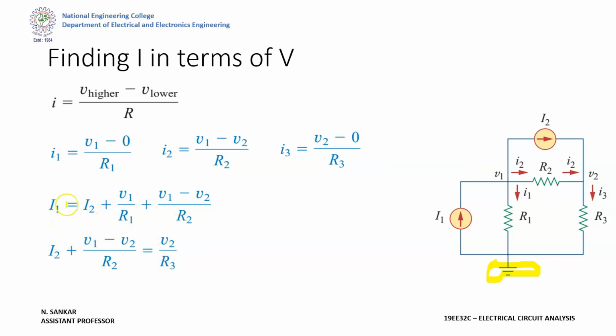So here capital I1 and capital I2 are known values. Similarly, resistors R1, R2 and R3. So these three variables are known values. Here the unknowns are the small v1 and v2. Totally we have two unknowns and we have two equations. By solving this using Cramer's rule or simultaneous equations, we can find the values of v1 and v2. So this is what we will do for nodal analysis.